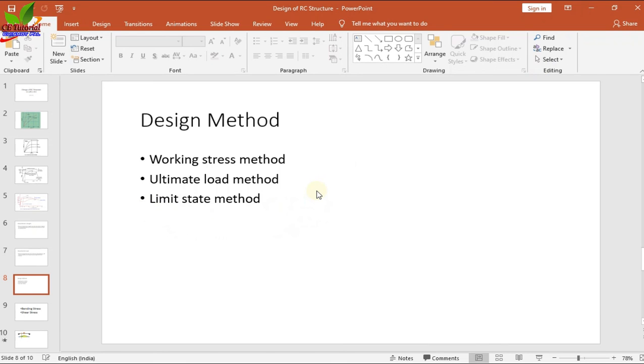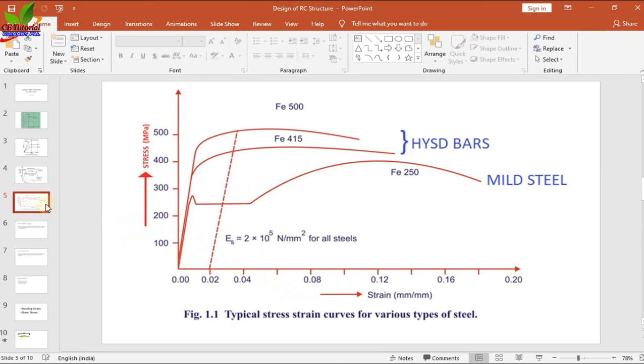Sir, for mild steel the curve is a straight line, inclined like a 45-degree angle, and for the other one it's a straight line side by side horizontally. No, you can see this is the same for mild steel and HYSD bar. Okay, so this is not the difference.